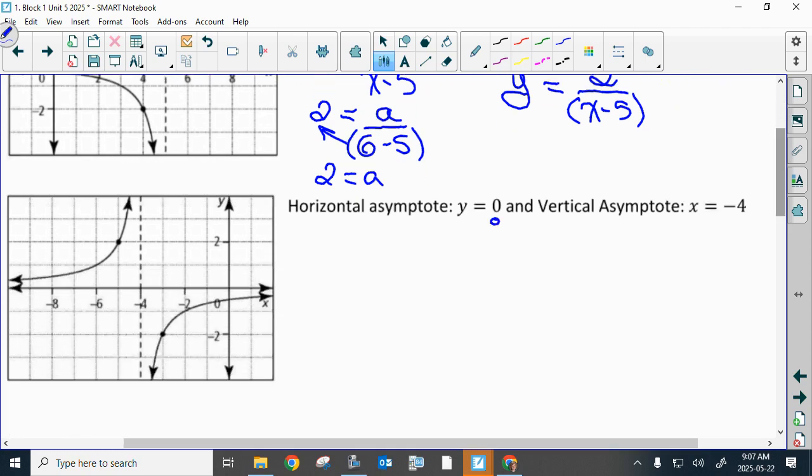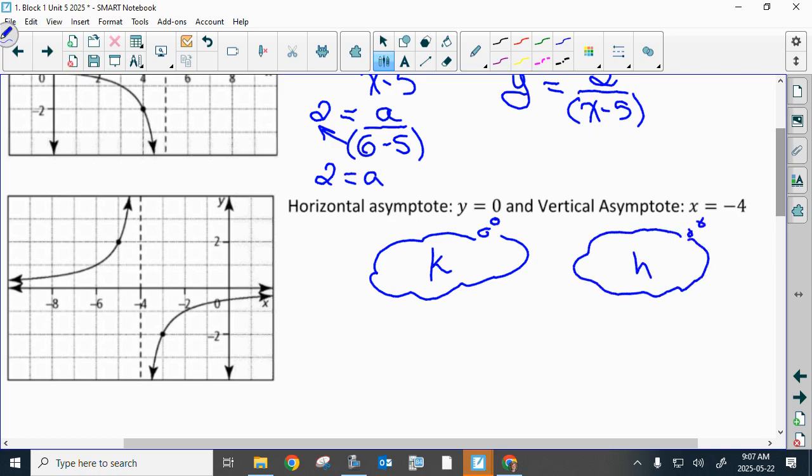Again, the horizontal asymptote, that's a y value. That's going to be affected by k. That's going to be my k value. This is an x value. X's are altered by h. So right away I know my k and my h. And then when I plug into my transformation form, that would be left 4. And I don't need to put the 0 in. Pick a point. So -5 and 2. And algebraically determine the a value.